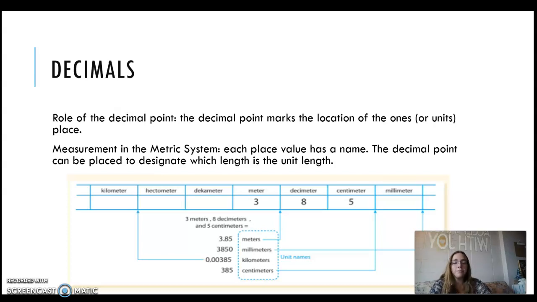So if I were to say 3 and 85 hundredths, it's difficult sometimes. In 3 and 85 hundredths, the decimal point is represented by the word "and." 3 is the ones place, in this case the meters, and then "and" is the decimal point. 8 is in the tenths place, and 5 is in the hundredths place, which is why you would say 3 and 85 hundredths. That is measurement in the metric system.